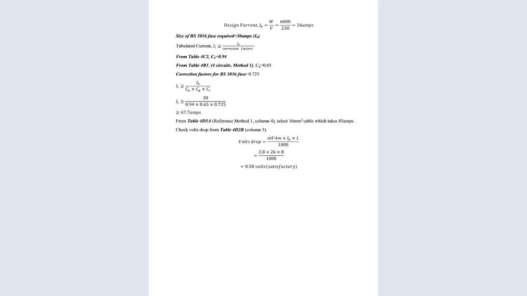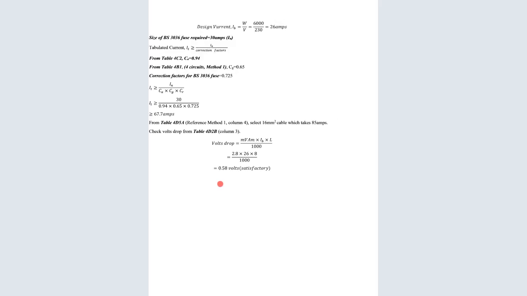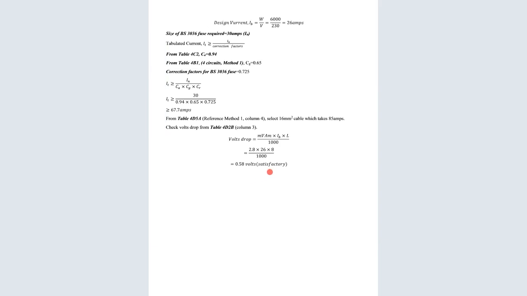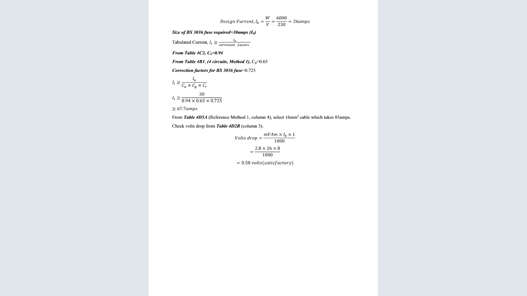So when we insert everything in the formula, we get that IT has to be greater or equal to 67.7 amperes. From the table, at the column for the IEE standards, select the 16 millimeter cable, which will take 85 amperes. So the best cable for that work is a 16 millimeter cable size. The voltage drop is here, and you calculate using that formula and you get 0.85.